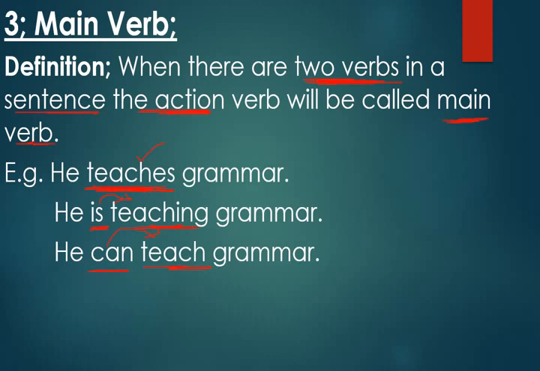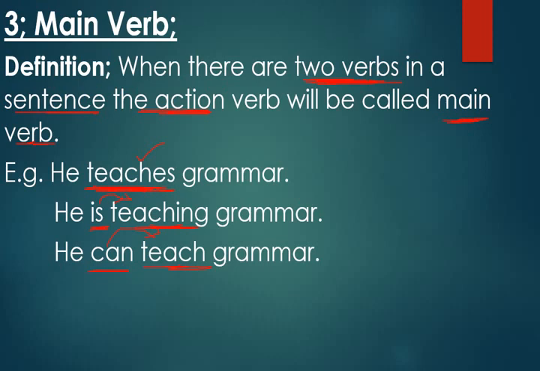So those verbs which help the action verb and tell us the tense are called helping verbs, and those verbs which help the action verb and tell us the possibility are called modal auxiliary verbs. One thing should be noticed: in he is teaching, there are two verbs, is as well as teaching. In the third example, can as well as teach.